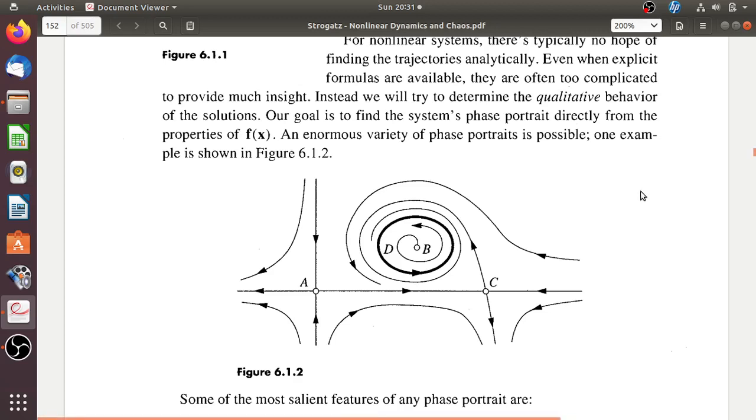In the further videos we will discuss how to construct this phase portrait. Okay, thank you.